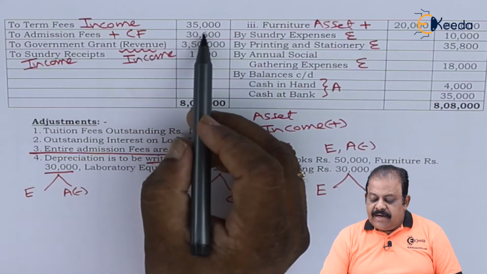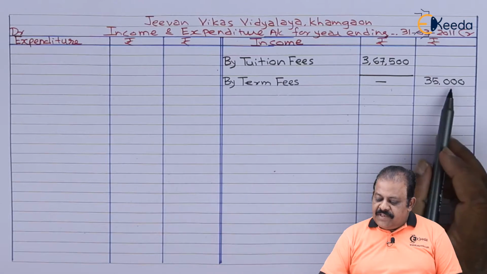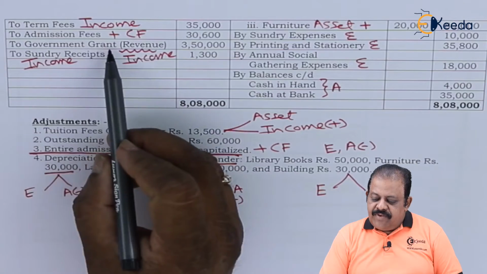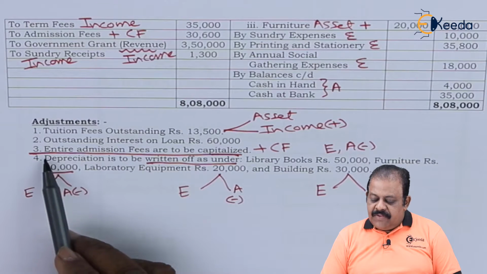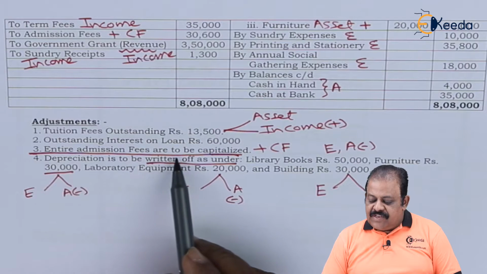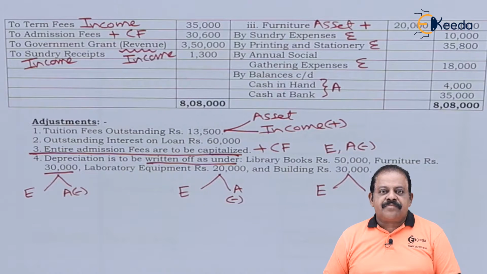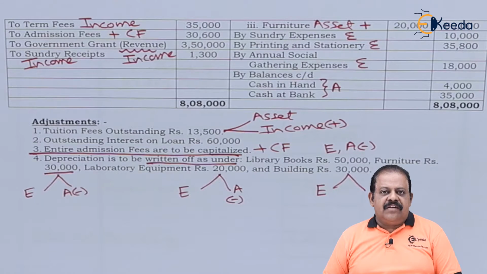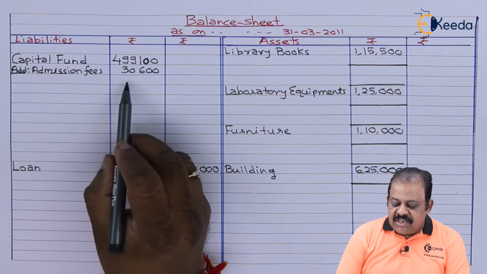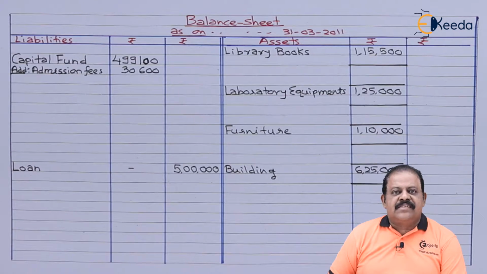Next we have term fees. This is also recorded as income. By term fees 35,000. Next we have admission fees 30,600. As per adjustment number 3, entire admission fees are to be capitalized. That means we are required to add this to capital fund. Liabilities, admission fees is added 30,600.